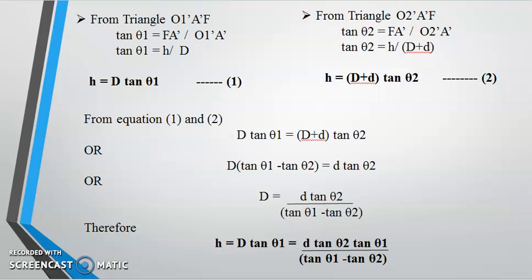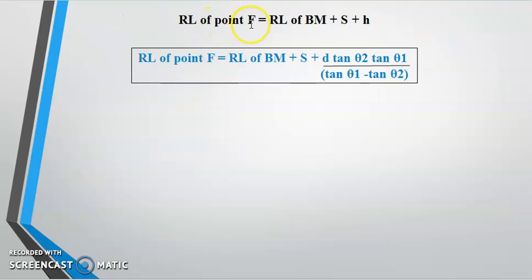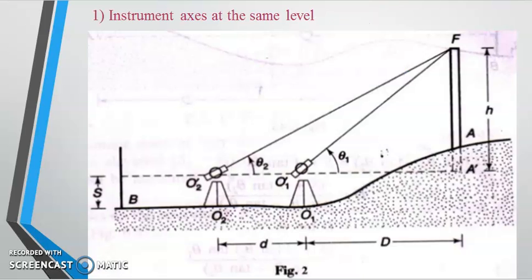Now to get the RL of point F, again we write RL of point F is equal to RL of benchmark plus S plus H. We have already written this equation in case 1. Again, I will just explain this to you in the diagram. To get the RL of point F, it is RL of benchmark plus S in the same line of sight plus H. So we get RL of point F. I'll just explain it to you again: RL of benchmark plus S plus H. We get RL of point F.